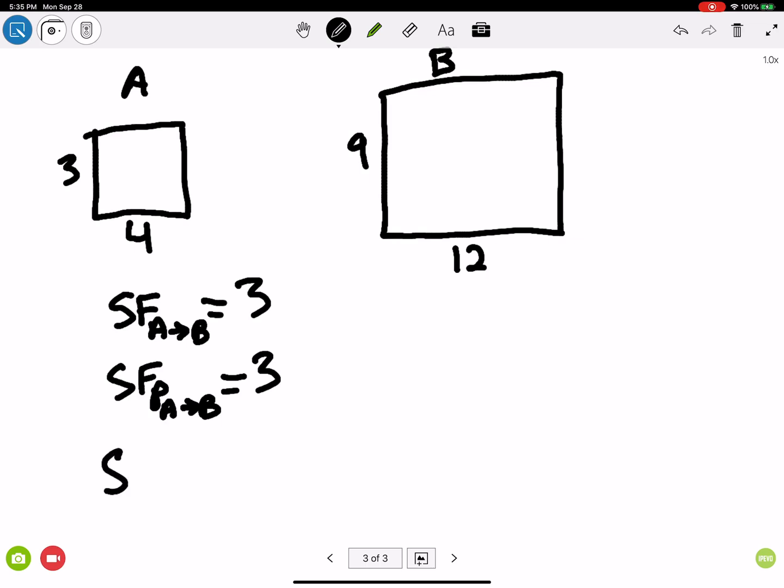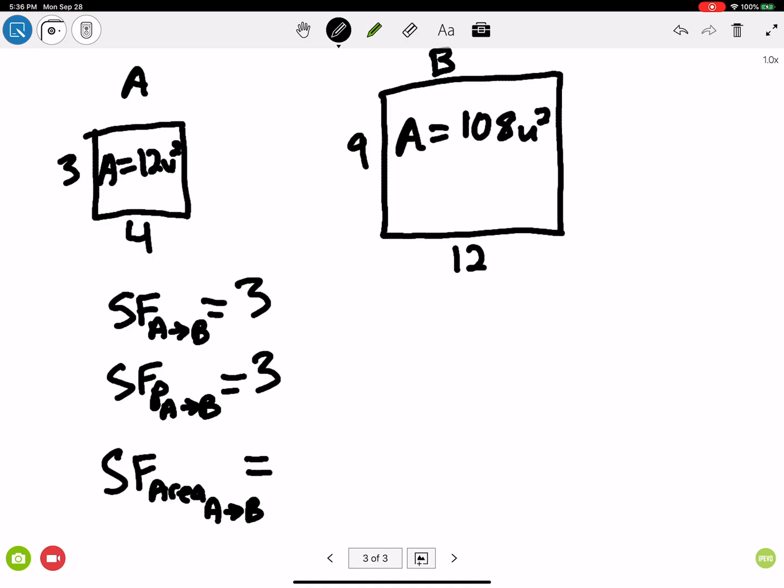But what about the scale factor, my area, from A to B? What is that? Well, to figure that out, I need to figure out my areas. Well, how do I get the area of a rectangle? Length times width. In this case, it's 12 units squared, and that's very important that you keep your units squared when you're dealing with area. What about here? Here my area is 9 times 12, which is 108 units squared.